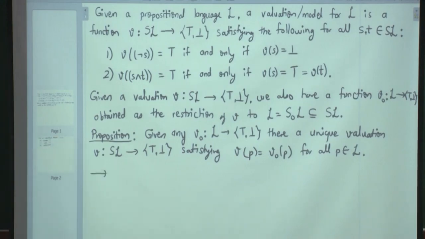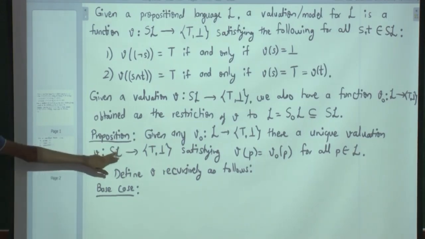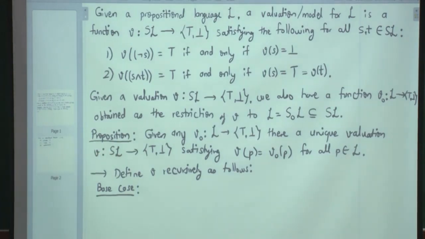And how should the proof go? If we want to define something, what should we do? What is the only way of defining functions? Recursion. Recursion, very good. So, define V recursively as follows. The first one: base case, we just have to take care of this particular property. What is the property? Vp is equal to V0p. So, base case will define Vp equal to V0p for any p in L. That is where we had to start. Now, the inductive case, I mean, maybe I should write S0l. So, inductive case or recursive case.